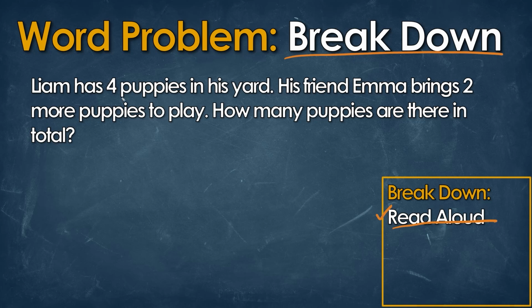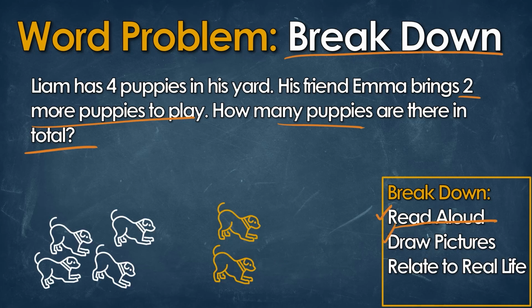You would say, Liam has 4 puppies in his yard. His friend Emma brings 2 more puppies into play. How many puppies are there in total? Now the next thing we're going to do is draw pictures. Now the next step in this is we're going to relate this to real life.